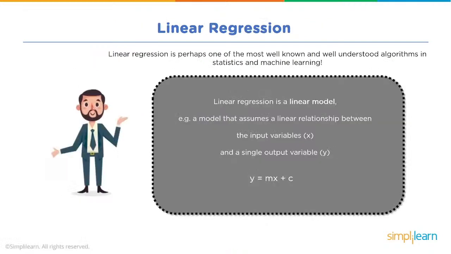Let's start with a closer look at linear regression. Linear regression is perhaps one of the most well-known and well-understood algorithms in statistics and machine learning. Linear regression is a linear model, for example, a model that assumes a linear relationship between the input variables x and the single output variable y. And you'll see this if you remember from your algebra classes, y equals mx plus c.